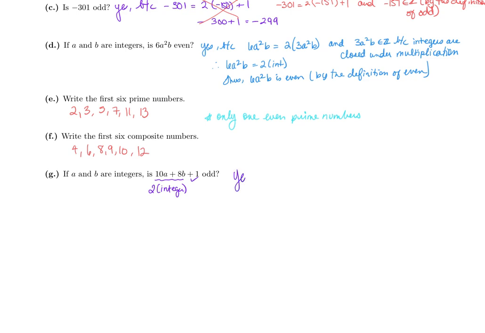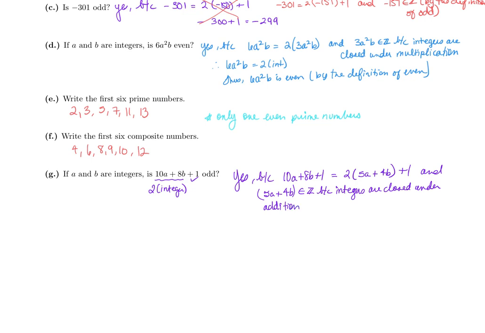So we're going to say yes, because 10a plus 8b plus 1 is going to be the same as 2 times, and we'll be left with 5a plus 4b, and then plus 1, right? And we know that 5a plus 4b is an integer because integers are closed under, and here we used addition and multiplication.